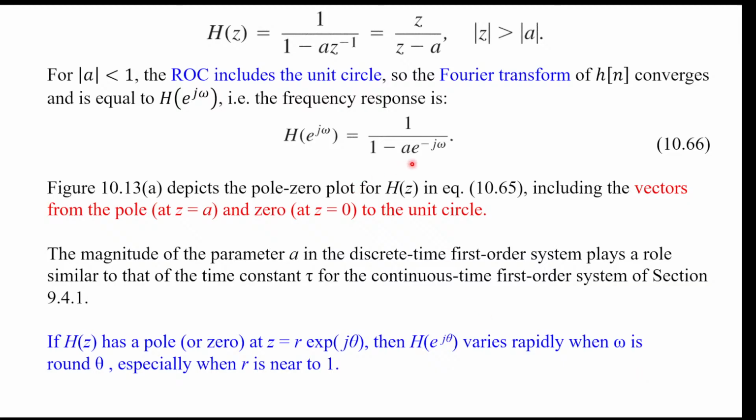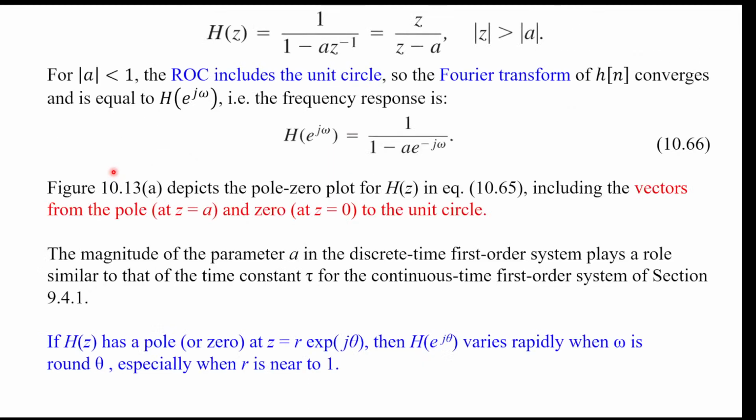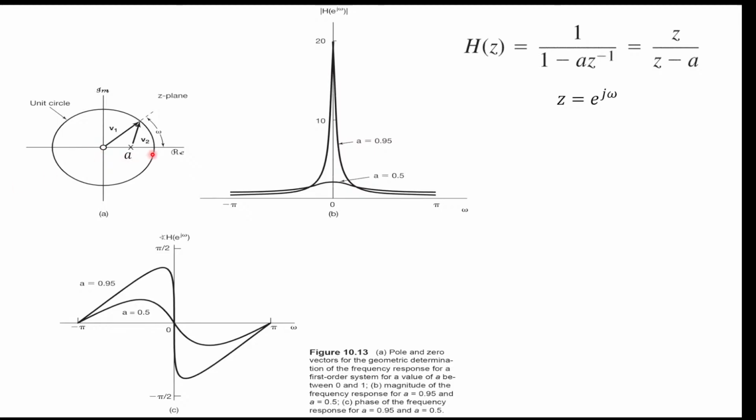So we can think about what the amplitude and phase of this thing are by looking at a picture. We plot the pole and zero of this thing. So this thing has a zero at 0 and a pole at A. And as we said, the Fourier transform will be the value of the Z transform on the unit circle.